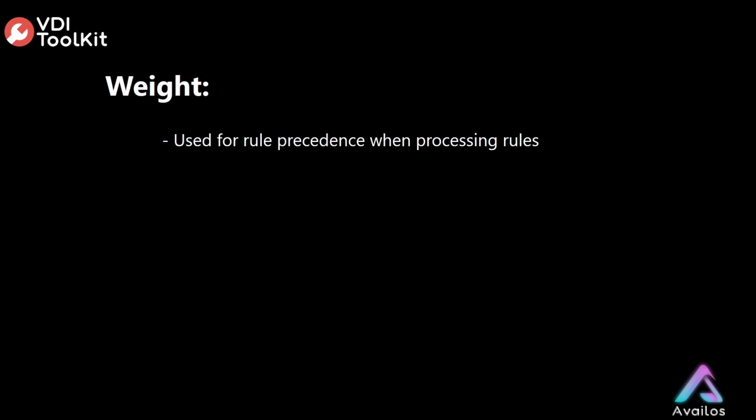Now, the weight of a rule is used for rule precedence when processing rules. The weight allows us to specify which rules should take precedence when two rules affect the same item. An example would be a default rule that blocks USB redirection and then creating a second rule that allows it for a specific Active Directory group. With that second rule, we'd want to give it a higher weight.